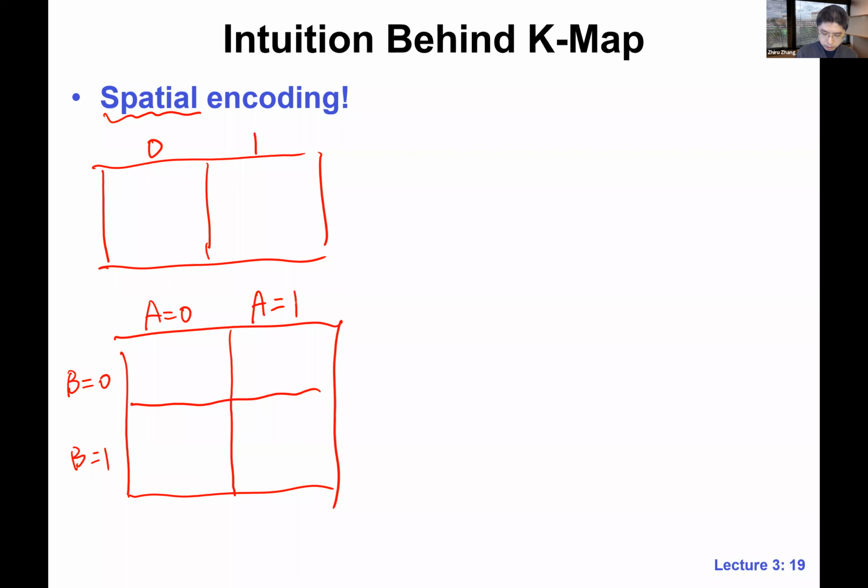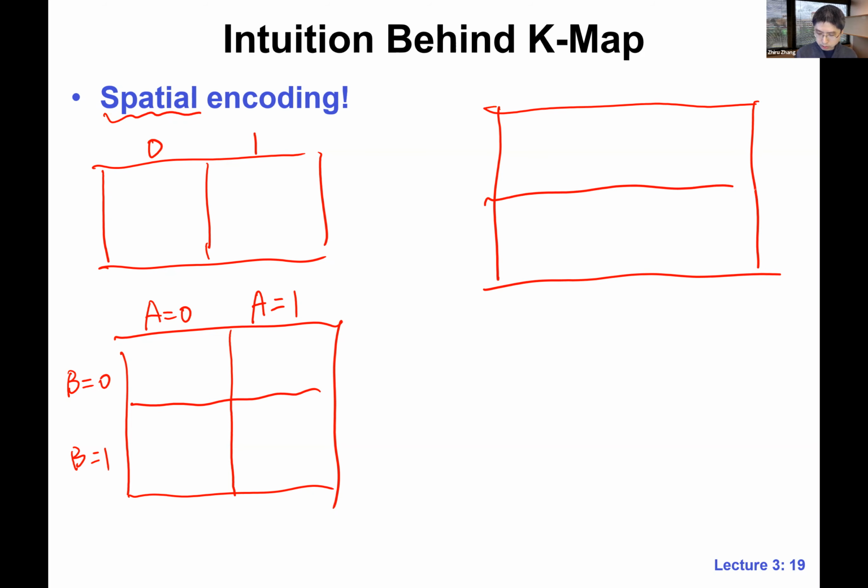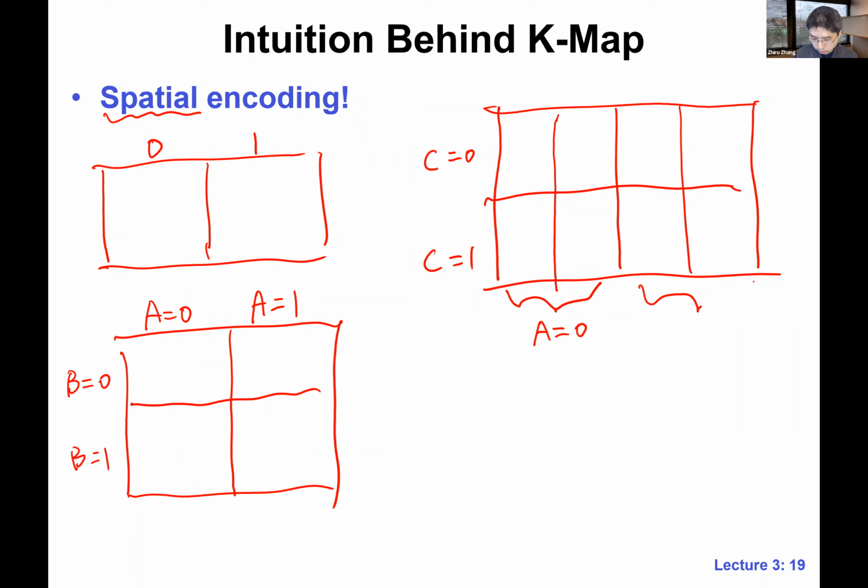How about 3 bits? How about 3 inputs, A, B, C? Just keep dividing. Let's divide it into 8 cells, now that we have 3 variables. Let's say in the first row, C is 0, and in the second row, C is 1. And we also have A and B. What do we do with A and B? Let's say for the first 2 columns, A is 0, and for the second 2 columns, A is 1. So far it's pretty straightforward.